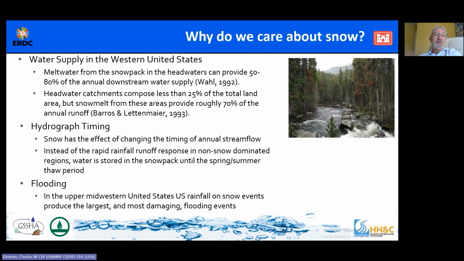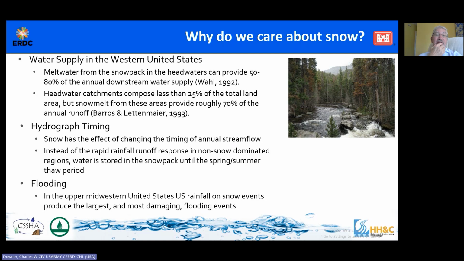If we're speaking about the United States, at least, if you're in the western United States, the meltwater from the snowpack and then the headwaters provide almost all the water for water supply. And even though the headwater catchments may be quite small, maybe 25% of the total land area, the snow melt from these areas provides the majority of the water for the annual runoff. And so if you're in a snow dominated watershed, then the snow is everything.